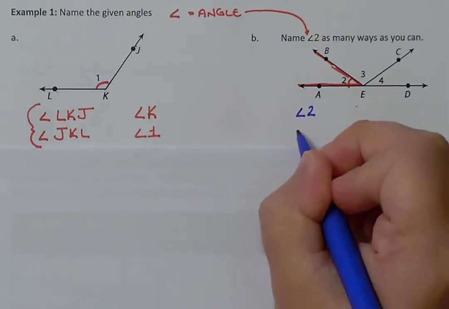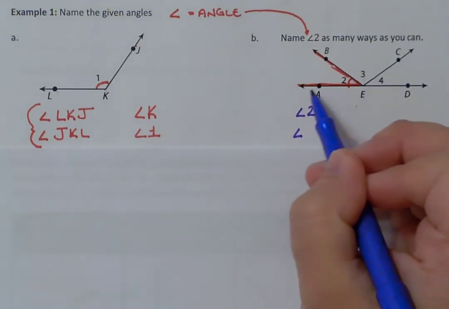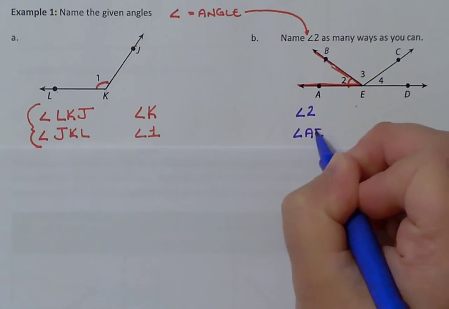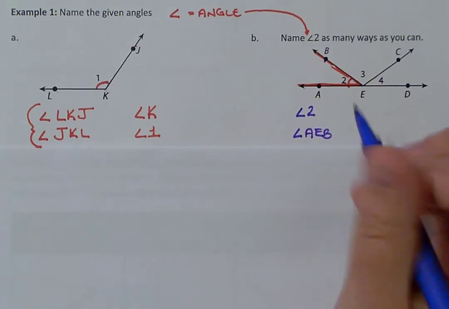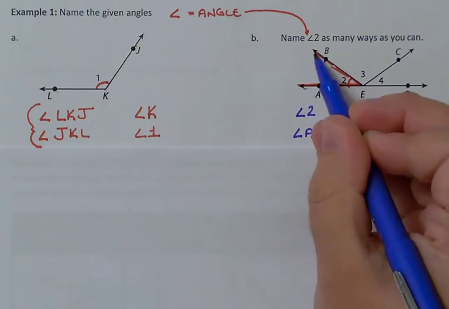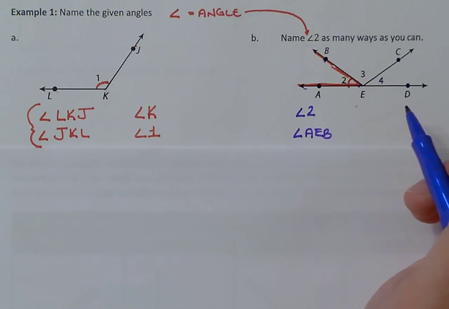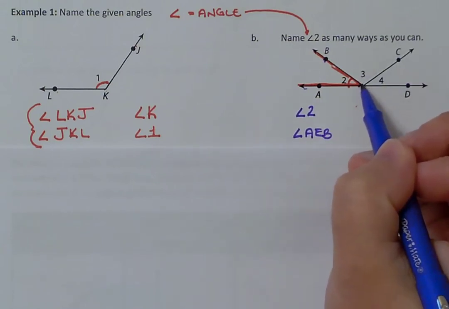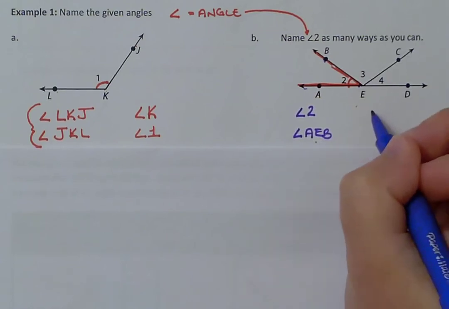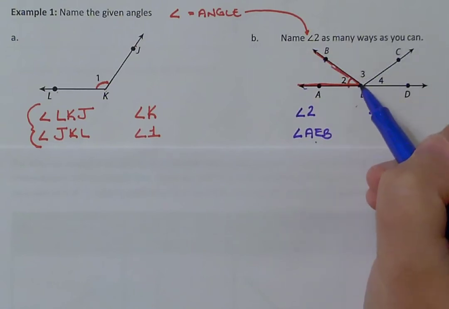So if we go with our first one, if we start with point A and we move through the angle, it's going to be angle AEB. Now, notice for that way of naming it, AEB, I did not jump across the angle, I just went with the angle. If you did ABE, that would be incorrect. You're referring to something totally different. Again, the vertex needs to be at the middle of your name when you use 3 points. Another way that we can name this is if we start with B, it would be angle BEA.